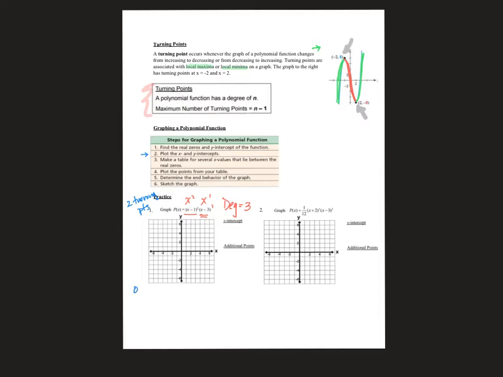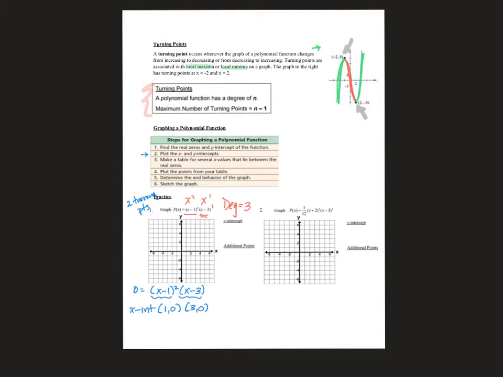So I'm going to have 0 is equal to (x minus 1) quantity squared times (x minus 3). If I were to set each one of those equal to 0, this binomial equal to 0 would give me x equals 1. And this binomial, if you set it equal to 0, would give me x equals 3. So that's telling me that my x-intercepts, the first one is going to be (1, 0). The second one is going to be (3, 0).